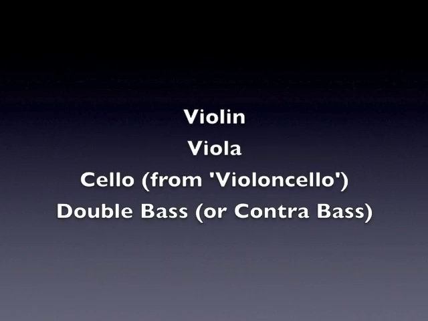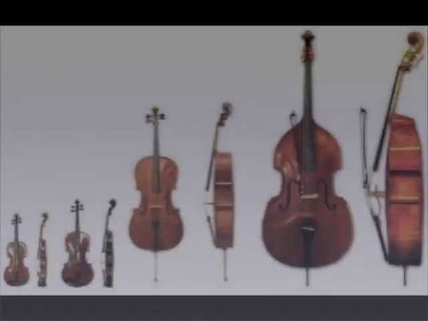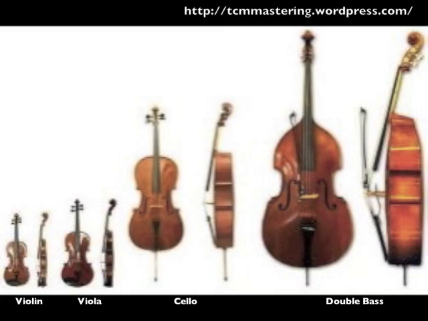The string instruments used in an orchestra are the violin, the viola, the cello, which was short for violoncello, and the double bass or contrabass. Each of these instruments grew out of other similar instruments that preceded them, but these are the four we now have in the standard orchestra. In addition to knowing the names of these instruments, we also need to train our ears to identify their sound. First up is the violin.